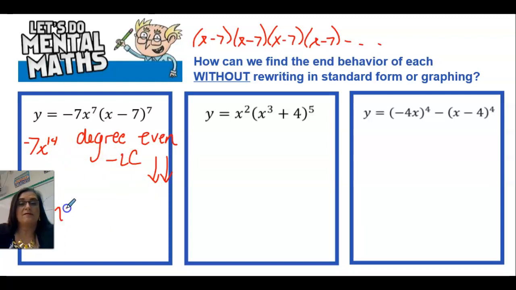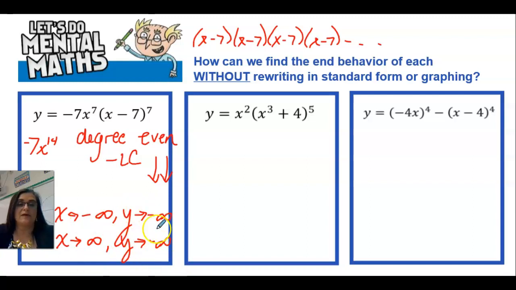So my end behavior would be written as x approaches negative infinity on the left, the y is headed down to negative infinity. And then as x approaches positive infinity on the right, the y is still headed down to negative infinity, right? That's the notation for the end behavior where both ends go down.